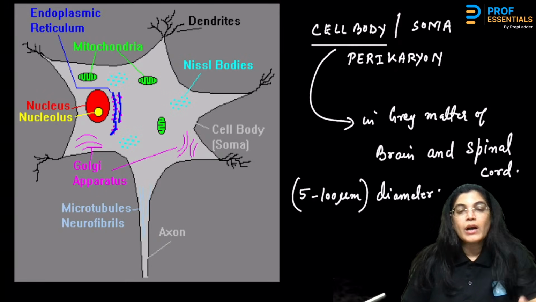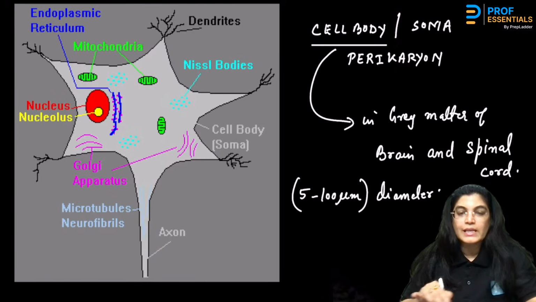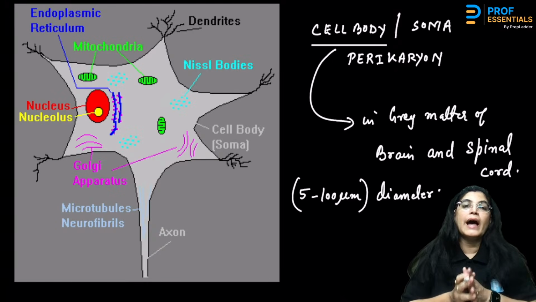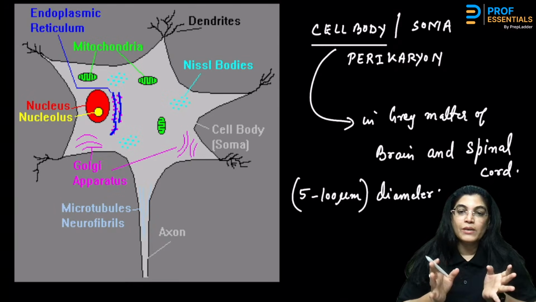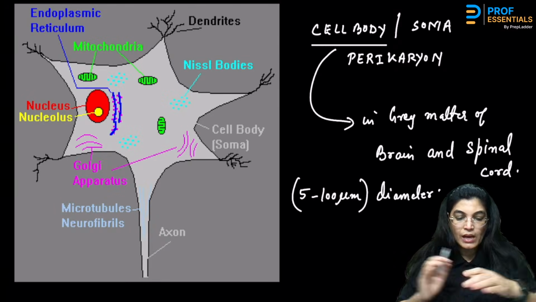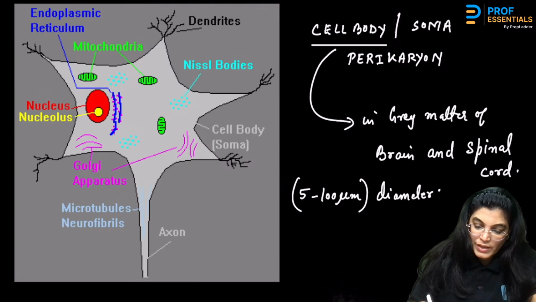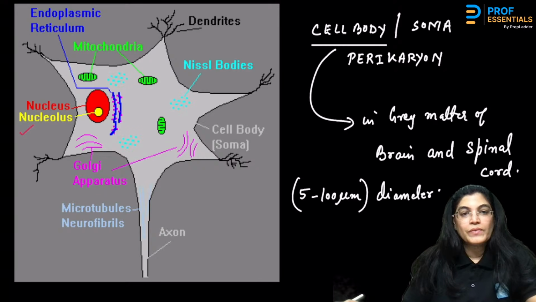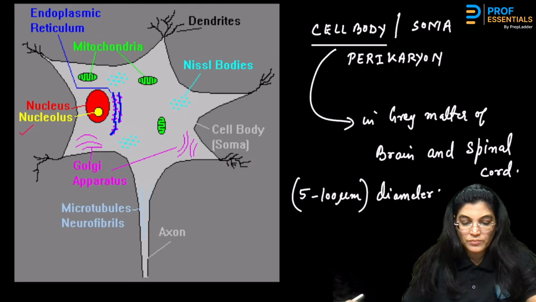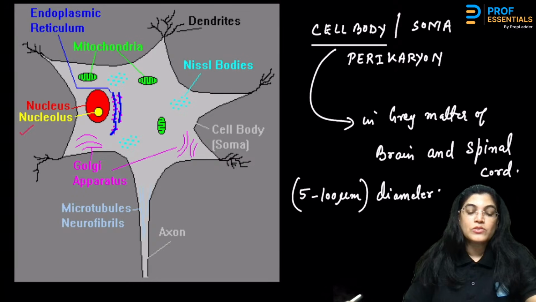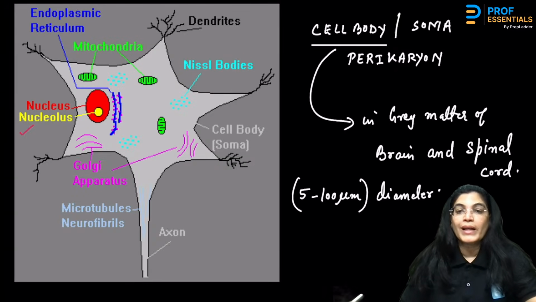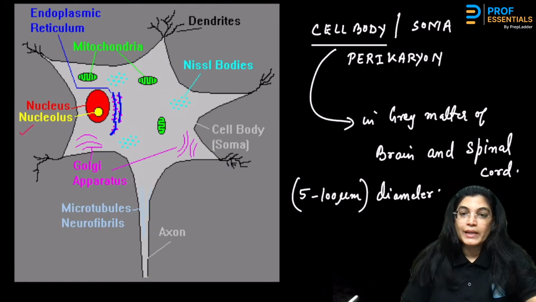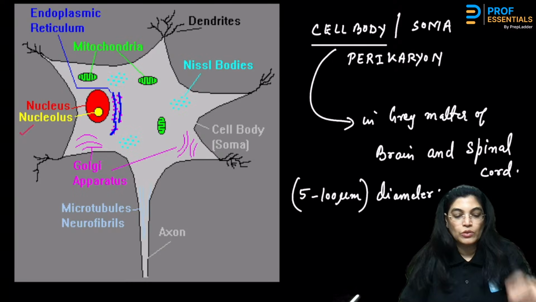Now, let's talk about the features of the cell body. This image shows the structure of the cell body. Inside the cell body, we can appreciate the nucleus which contains a nucleolus, as you can see in the diagram. The nucleus is placed centrally, and it can also be placed eccentrically when there is nerve injury, in fatigue of neurons, or in the sympathetic ganglia. Inside the nucleus we have the nucleolus.